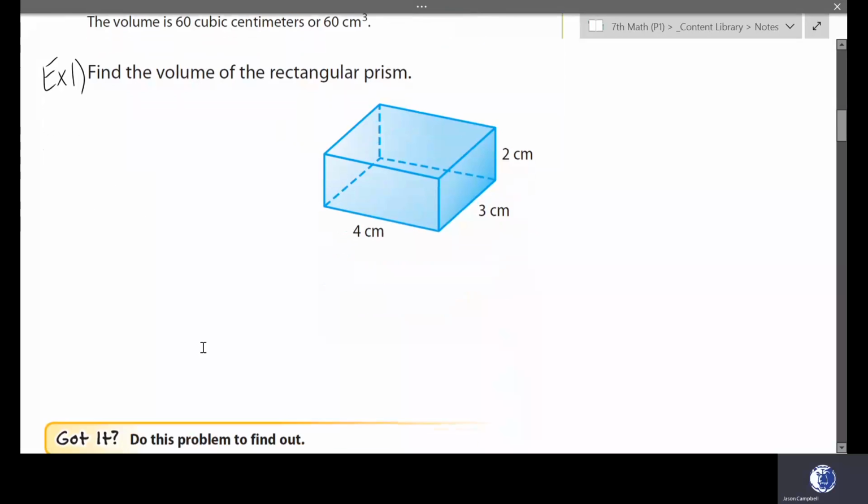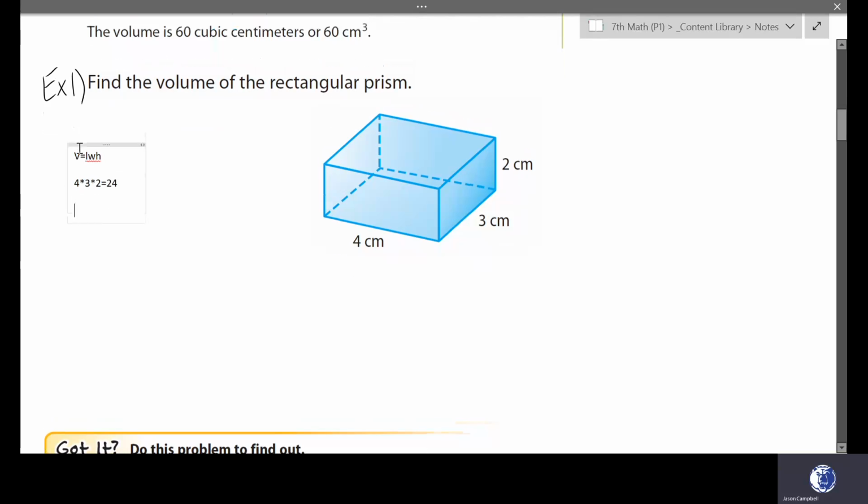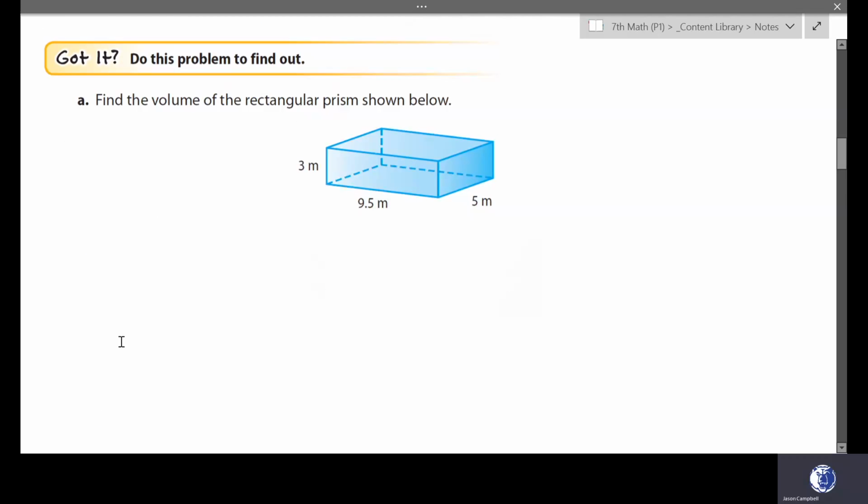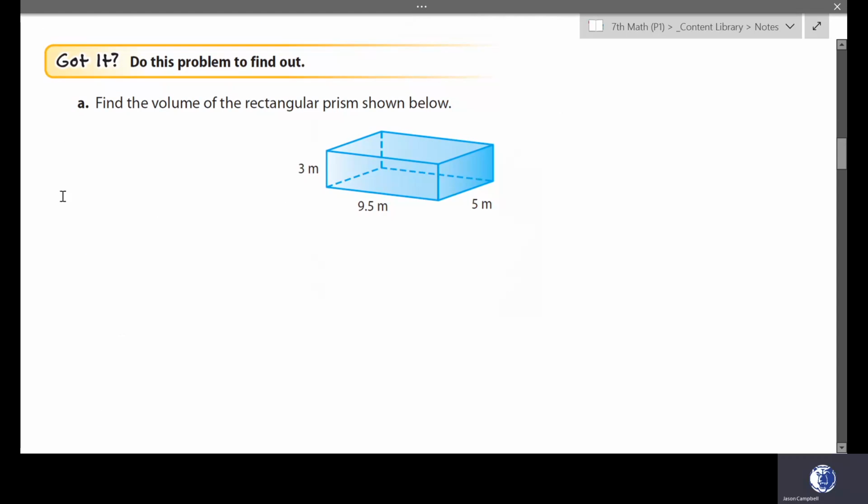In our example 1, it says find the volume of the rectangular prism. We know that volume is equal to length multiplied by width multiplied by height. 4 multiplied by 3 multiplied by 2 is 24. The volume is 24 cubic centimeters. Go ahead and try Got It A, and then resume this video when you're done.